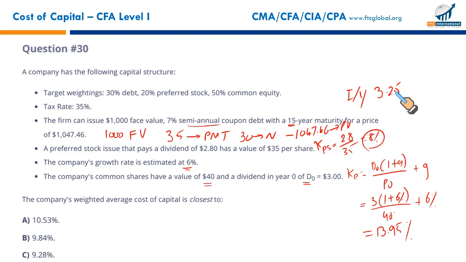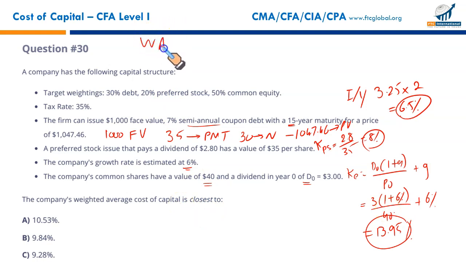This 3.25 needs to be converted on an annual basis by multiplying it by 2. That's now 6.5%. Now, we have all components. 6.5% is the cost of debt, and we have the cost of preferred stock, cost of common equity, and the weightages also, and we have the tax also. So we can just simply calculate and get our result.